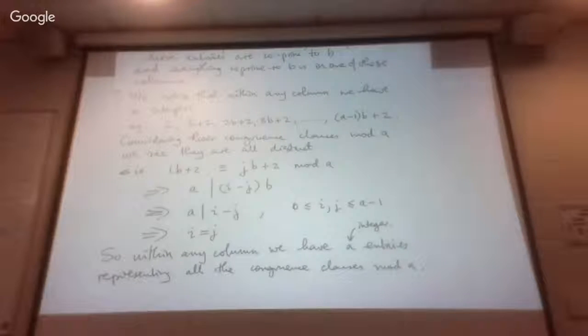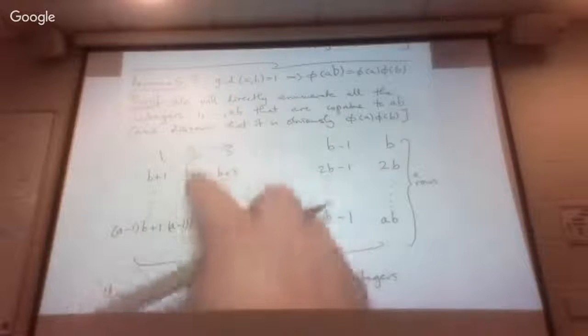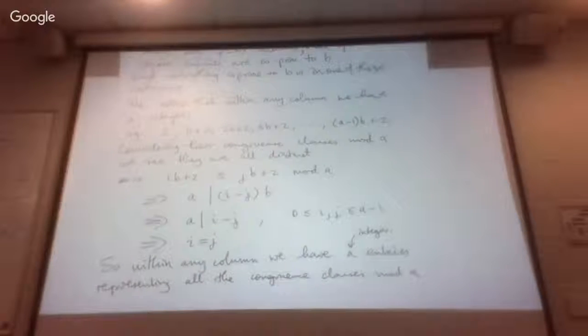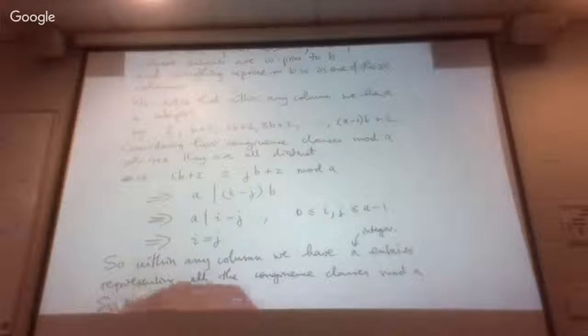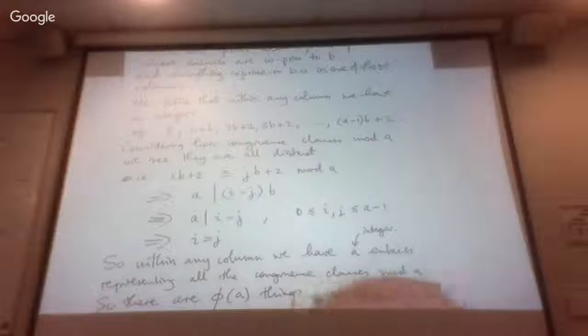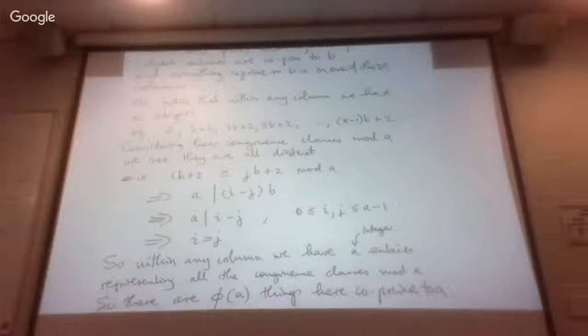Within any column, how many of these things here in column 2 are co-prime to a? Well, I know there's phi of a. So I've got a complete system here of representatives of congruence classes modulo a. So there are phi of a things here co-prime to a. So that's basically the argument.